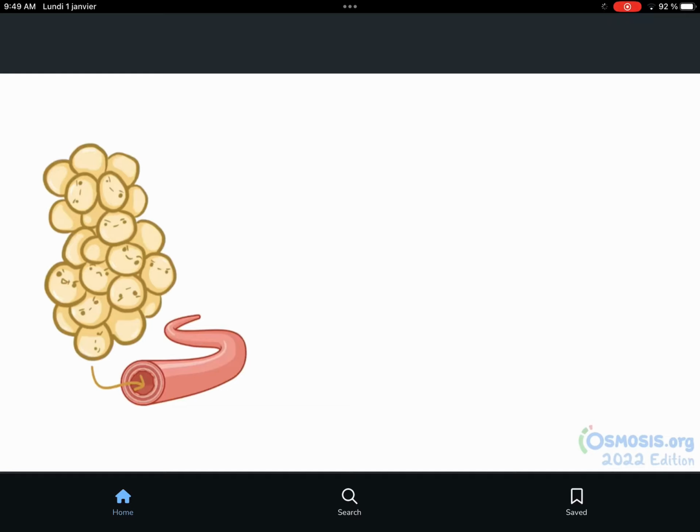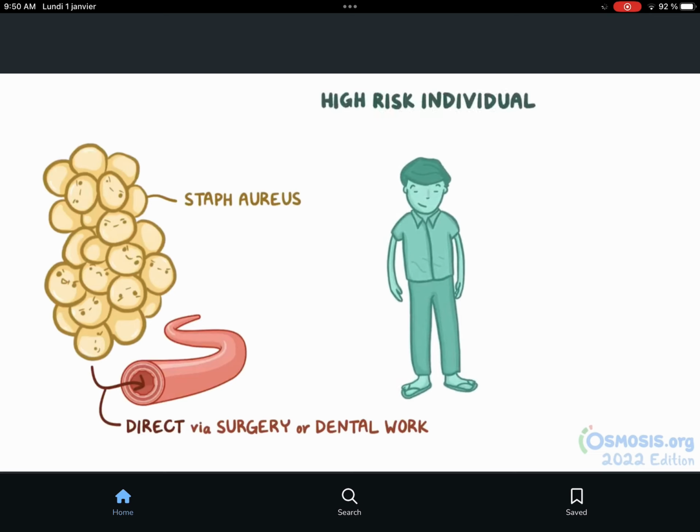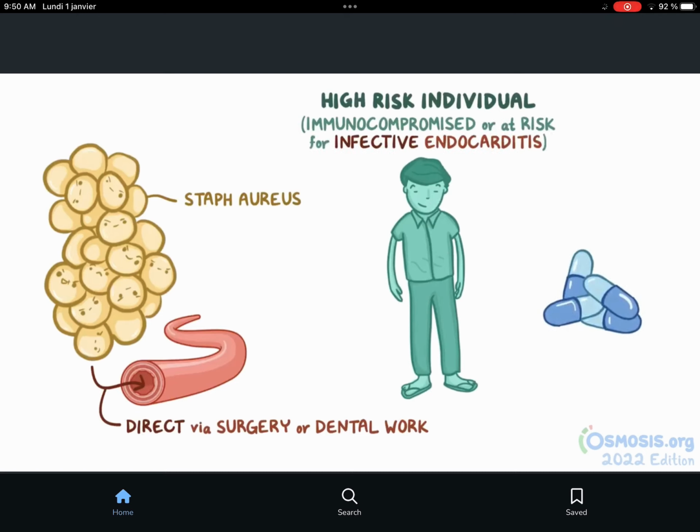Now, in addition to invading the body through the skin, Staph aureus can also enter directly into the bloodstream when a person is getting surgery or having dental work done. These events happen infrequently, but when they do come up, it's important to take precautions. For example, individuals at high risk of getting serious disease with Staph aureus, like immunocompromised individuals or those that are at risk for infective endocarditis, should be given antibiotic prophylaxis.